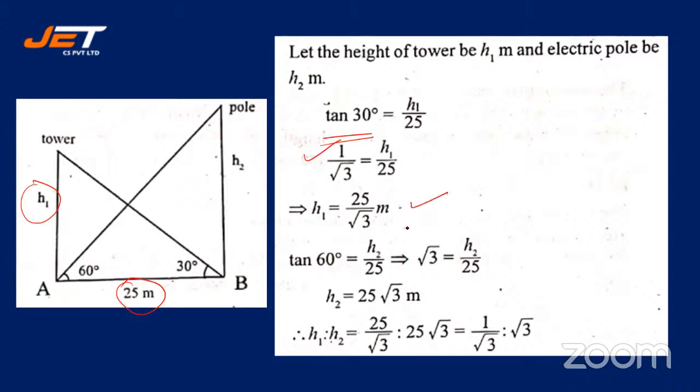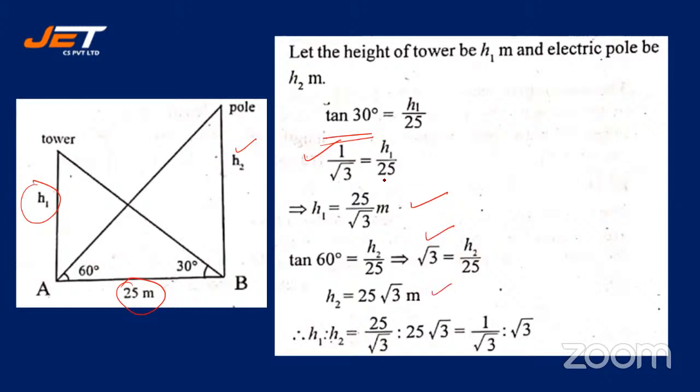All right. What is tan 60? Tan 60 is nothing but H2 by base, opposite side by base, H2 by 25, and tan 60 is root 3. So just cross multiply, you'll get the value of H2 as 25 root 3.